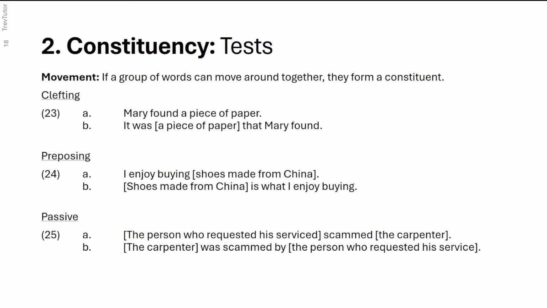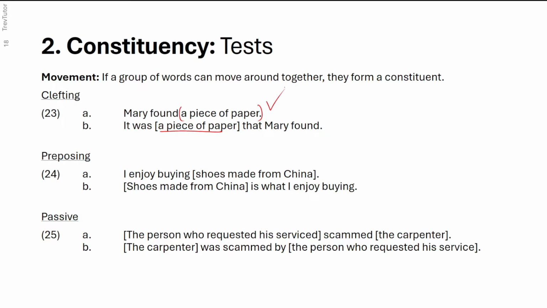Movement is another interesting one, and that basically says that if a bunch of words can move together as a unit, then they form a constituent. There's different types of moving, but in the end, it's all just movement. So, Mary found a piece of paper, and I want to ask, is a piece of paper a constituent? Well, I can move it into a cleft construction. It was a piece of paper that Mary found. Okay, so because it can be moved to this position, this is in fact a constituent.